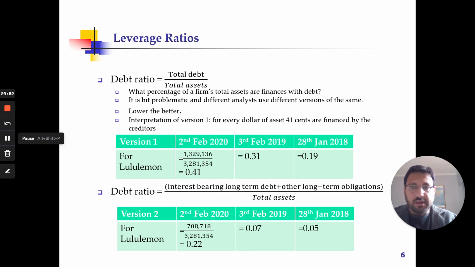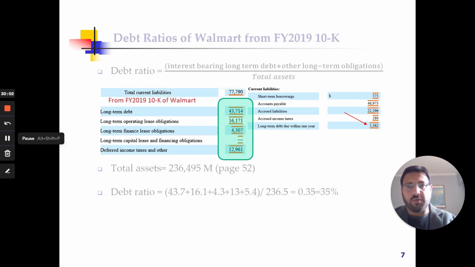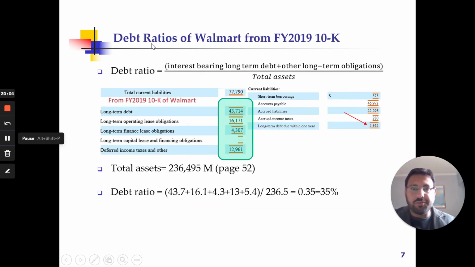Lululemon is a unique case, as I told you. Most of the firms have debt, so let's see what is happening with such a firm. I have opted for Walmart for that purpose. For Walmart, I have all this long-term debt and operating lease obligation, because these are the long-term obligations.